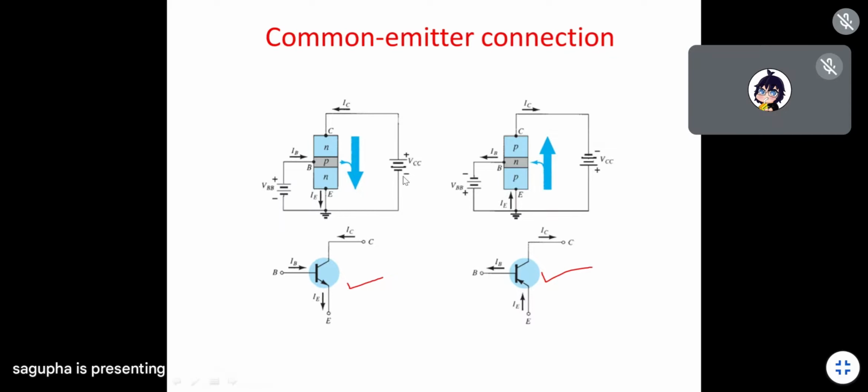Okay. Then coming to the cutoff region, what happens to my input base and emitter junction? It should be in which bias?